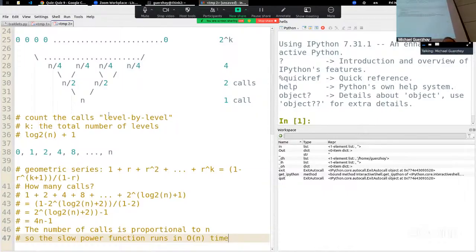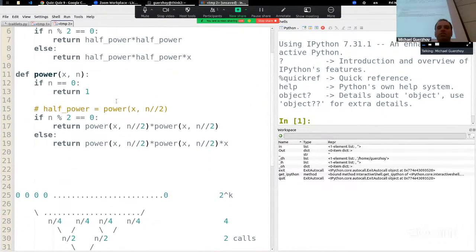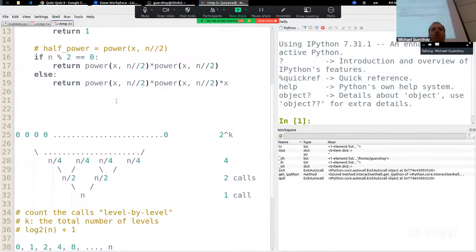All right. So basically, if you remember, it was O of log n if you did the efficient thing and computed half power the ones. But because this tree kind of starts branching out, it turns out that there is a number of calls that's proportional to n at the end. Cool.